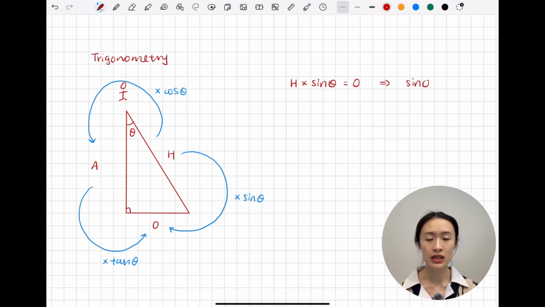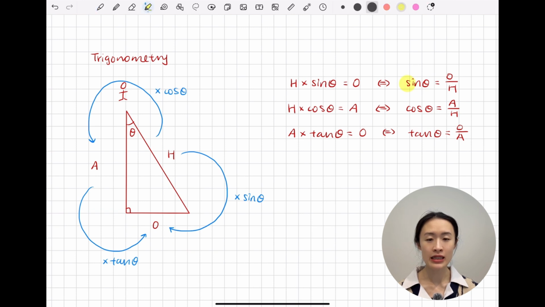Therefore, sine theta is O over h. H times cosine theta equals A. Therefore, cosine theta is going to be A over h. A times tan theta equals opposite. Therefore, tan theta is opposite over A. So you might have heard SOHCAHTOA before. That is, sine is O over h, cos is A over h, and tan is O over A.